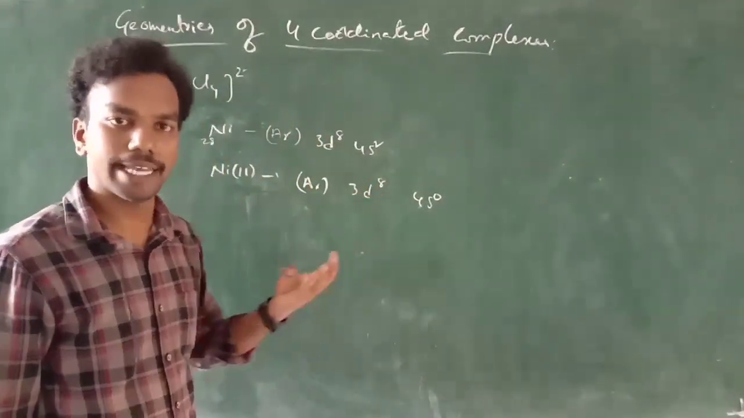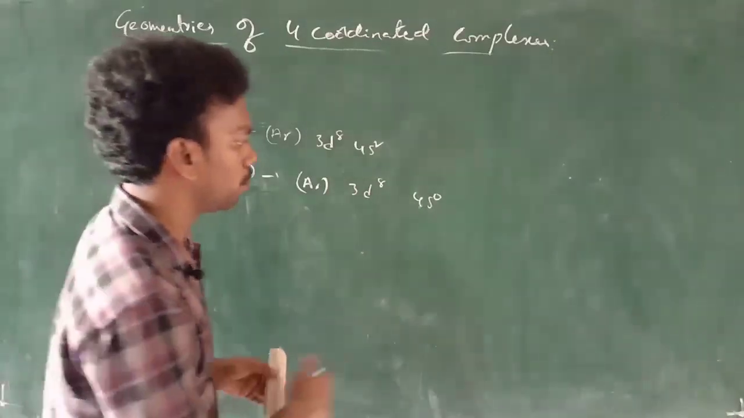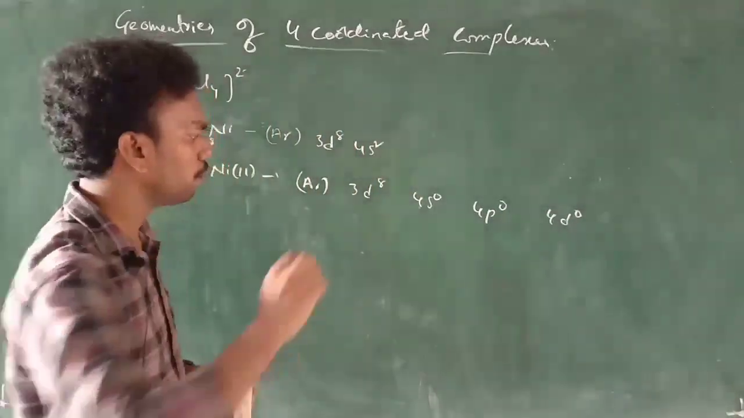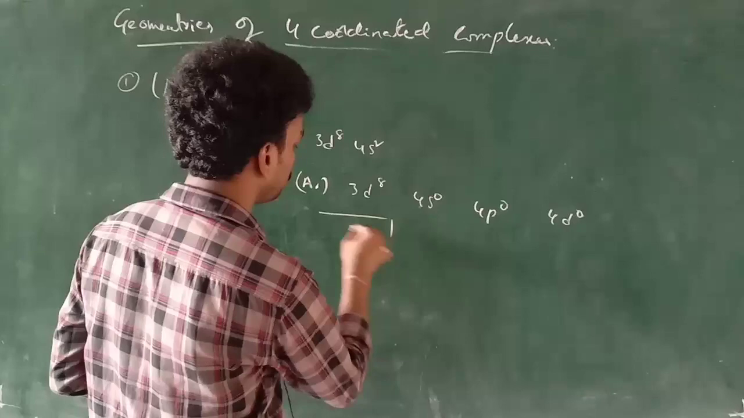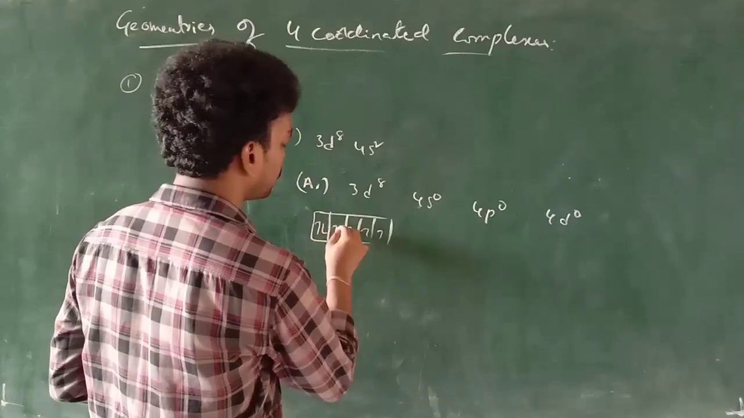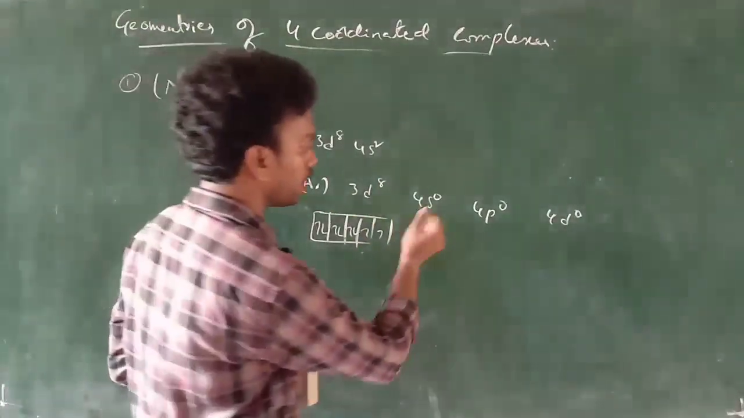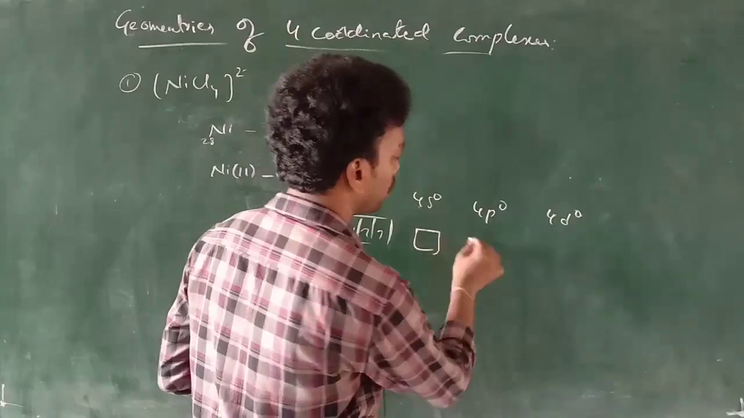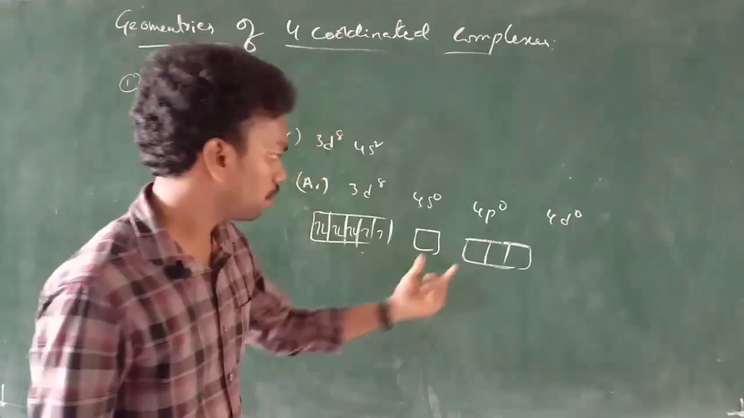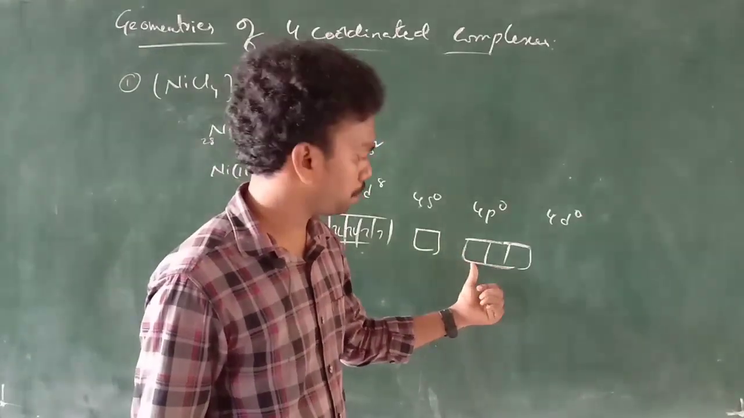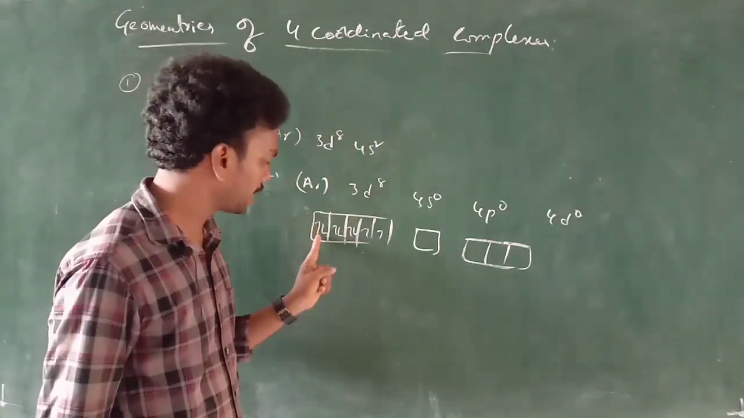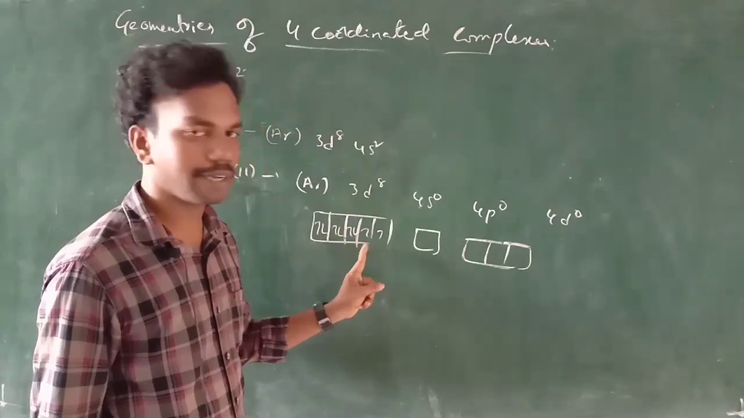In the 4th shell we have s, p, d, and f orbitals, so 4p and 4d are empty. So 3d8, that is 1, 2, 3, 4, 5, 6, 7, 8, 8 electrons, and 4s 0, 4p 0 and 4d 0. We have 3 p orbitals, px, py, pz, and here how many d orbitals? 5: dxy, dyz, dzx, dx square minus y square, and dz square.